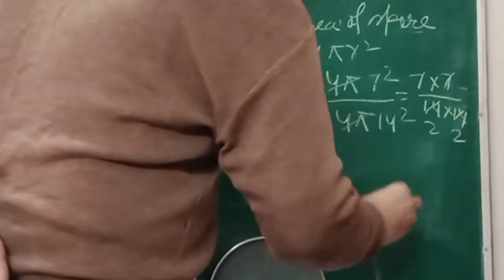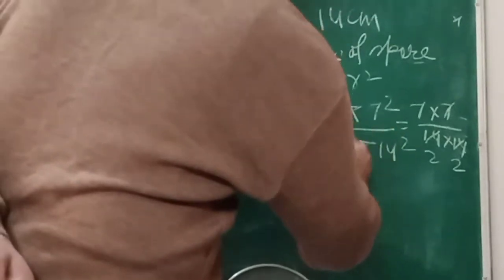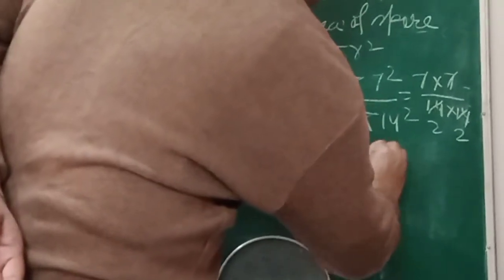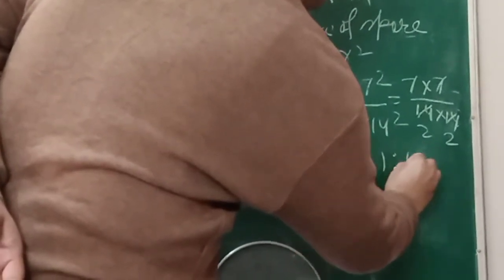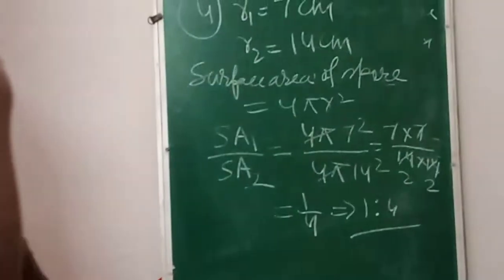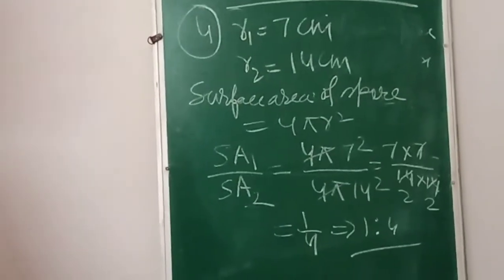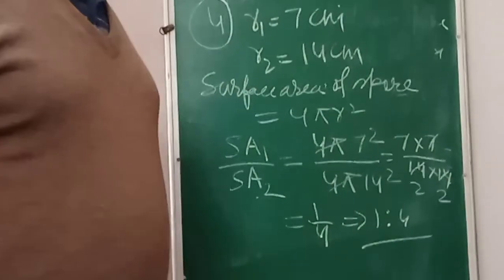So this becomes 1 divided by 4, or as a ratio we can say 1:4. So this is the fourth question.